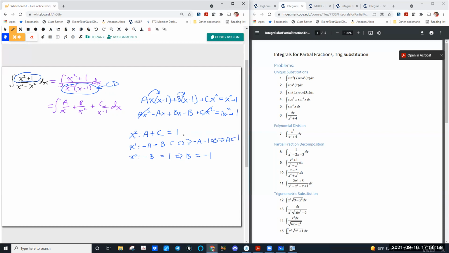And now that we know a is negative 1, this becomes negative 1 plus c equals 1. Add the 1 over. c equals 2. And then we plug in. Shoot, I want to change back.